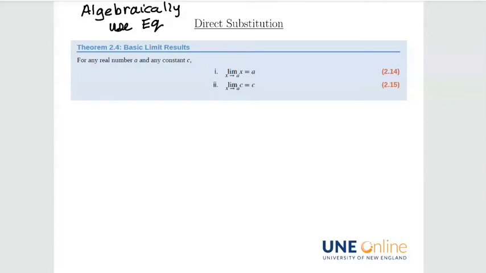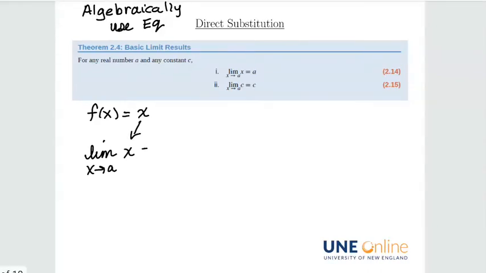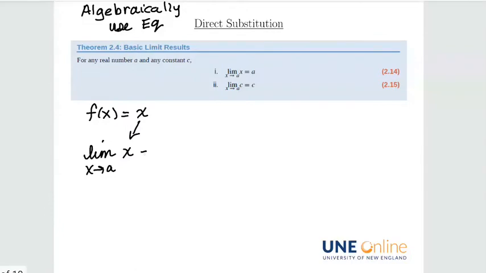So the two basic limit results are this: let's say f of x is equal to just our basic function x. If you want to take the limit of that function as x approaches a, I could have written f of x in there, but you can also just directly write in what the function is, and that's very helpful when we're doing direct substitution. We can say the limit as x approaches a, well, we'll directly substitute a in for wherever we see an x, and that gets us just to a.